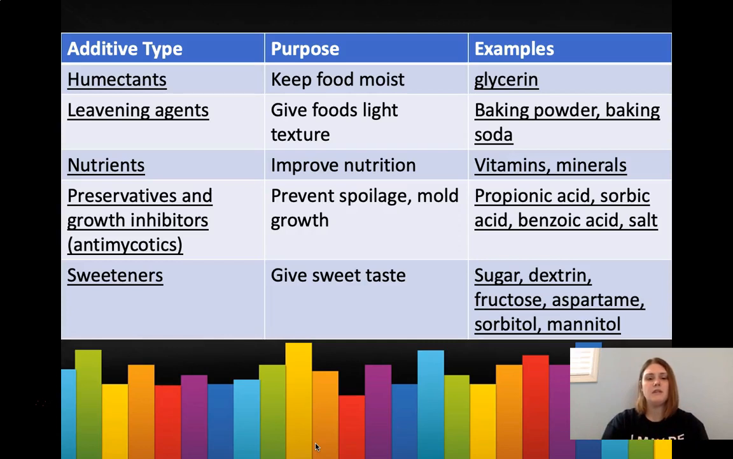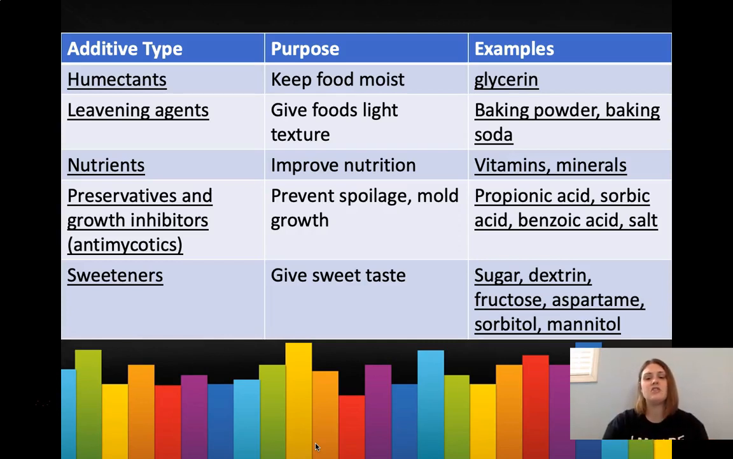Preservatives and growth inhibitors can prevent spoilage and mold growth. And so propanoic acid, sorbic acid, benzoic acid, and salt all help with that. And salt actually has a lot of uses. Isn't that interesting? Besides just making your French fries amazing.